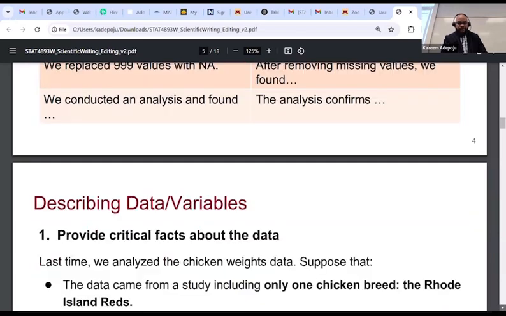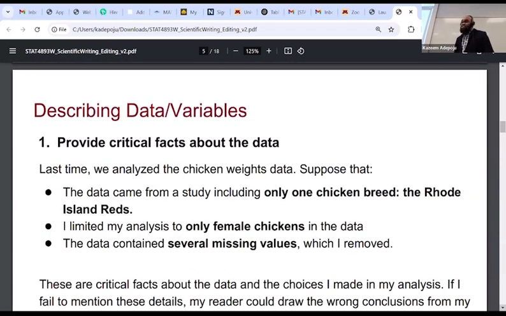Okay, now I said something the other time. Don't forget to describe your data and your variables. A variable could be continuous, categorical, or a count. You need to be able to describe your data. You need to describe the variables. You need to tell the world if there are missing values and so on like that. I'll give an example here where you analyze chicken weight in the chicken weight data. So the data came from a study including only one chicken breed, the Rhode Island Red.